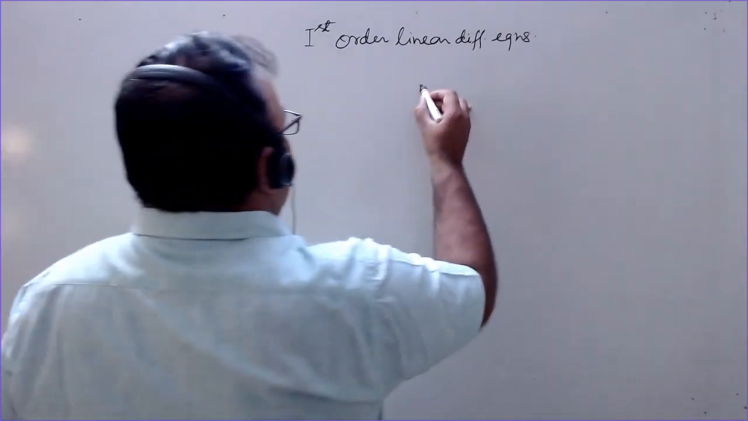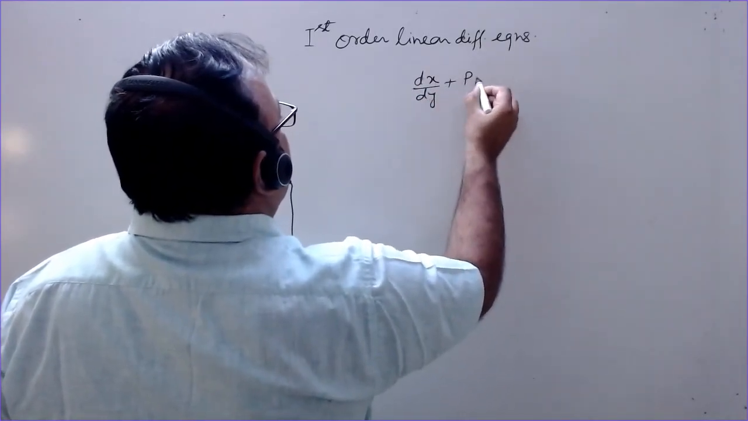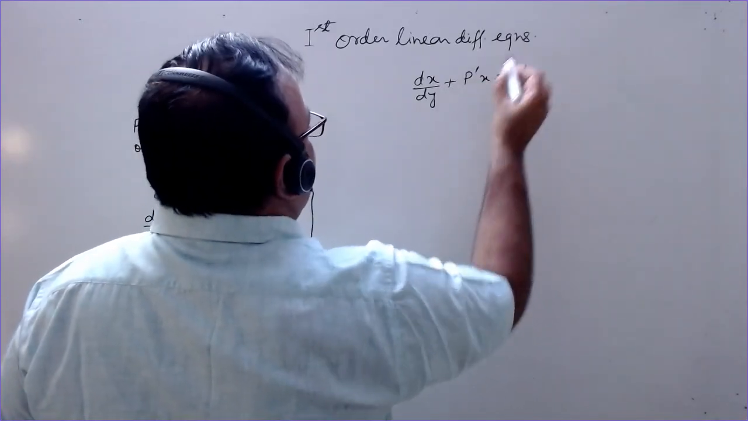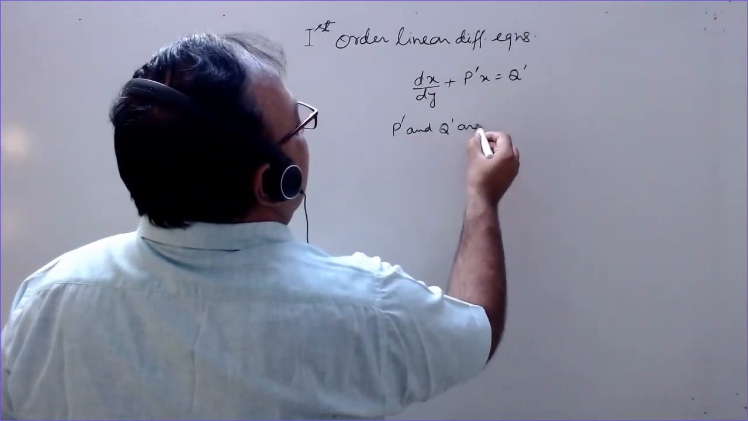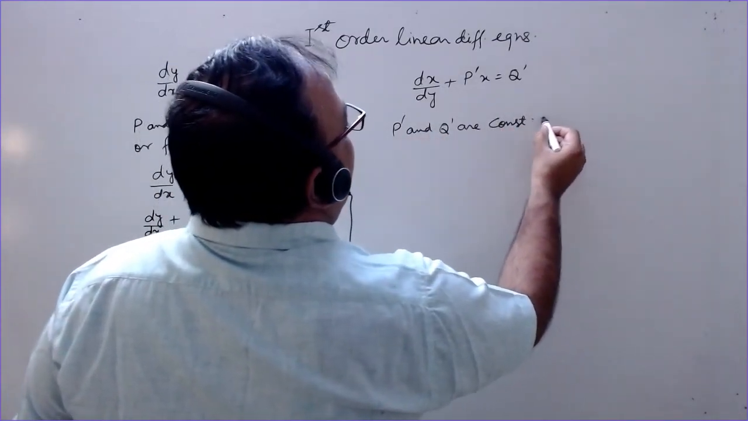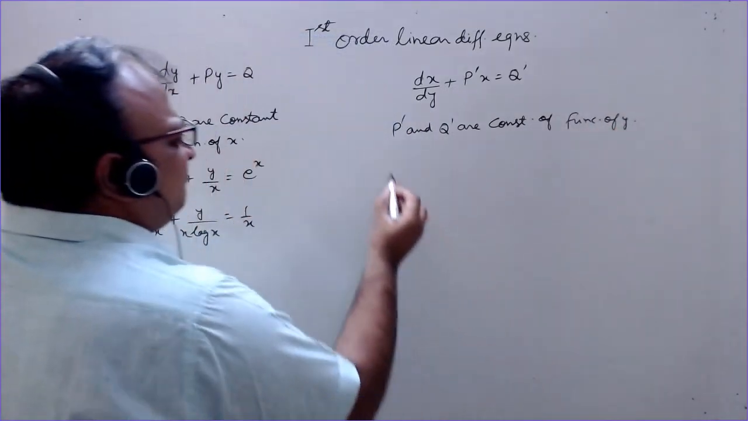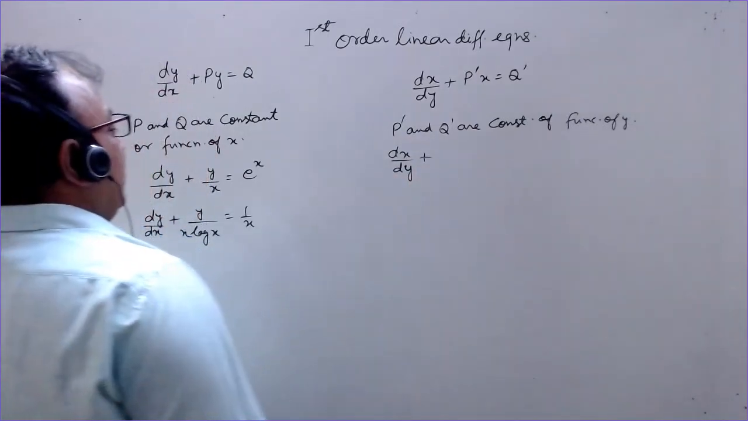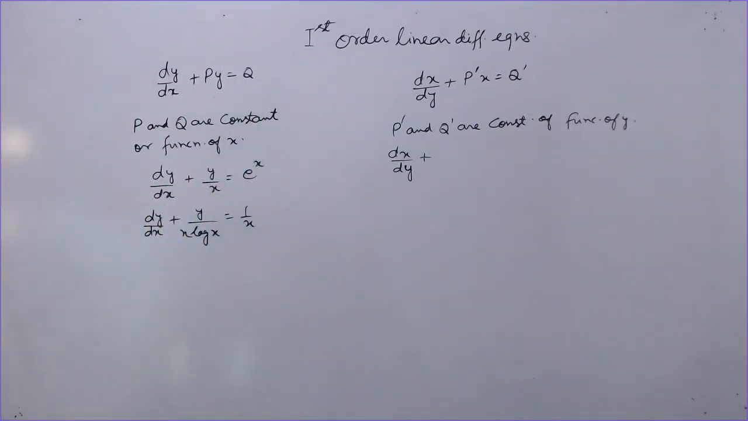Another type of this equation can be written as dx by dy plus p dash x is equal to q dash. Here p dash and q dash are constants or functions of y in place of x. This equation can be written as, here it is dy by dx and here it is dx by dy. So this is the change.